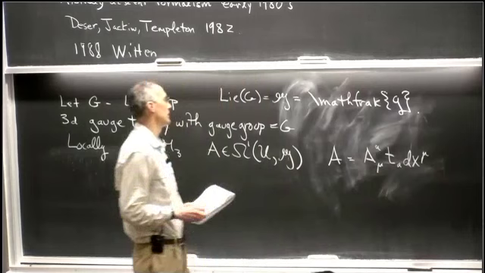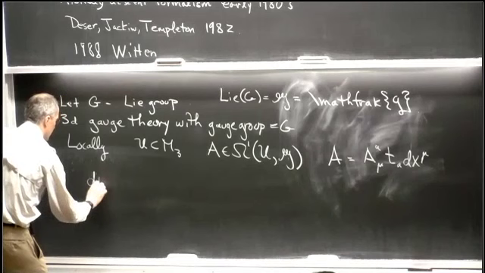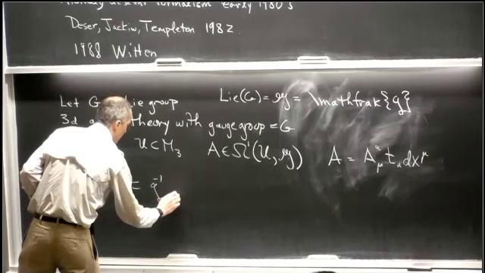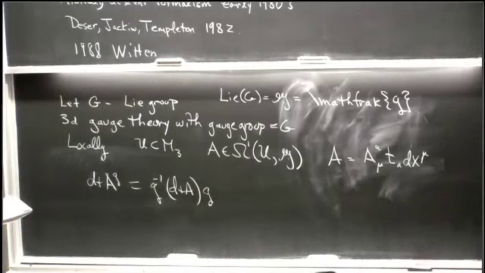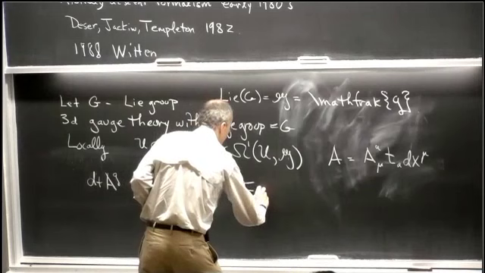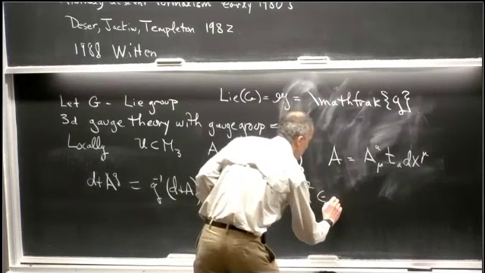Okay, now our convention will be that the gauge transformations act so that we have a right action. And so then you can form the field strength F, which is dA plus A squared, which is sitting inside Omega 2 of U with values in the Lie algebra.